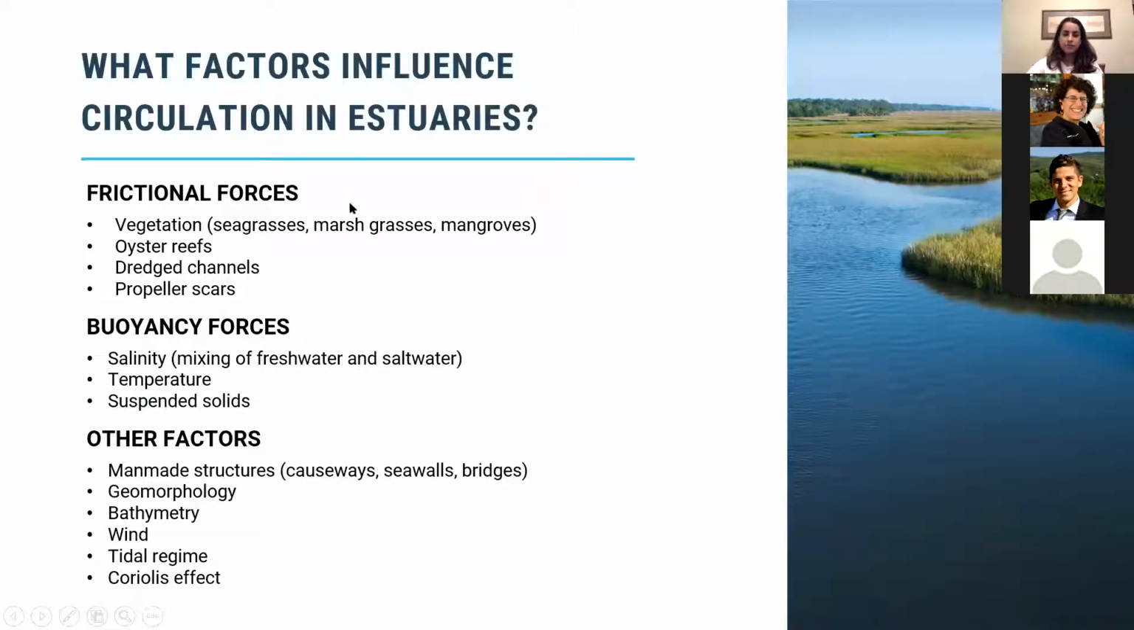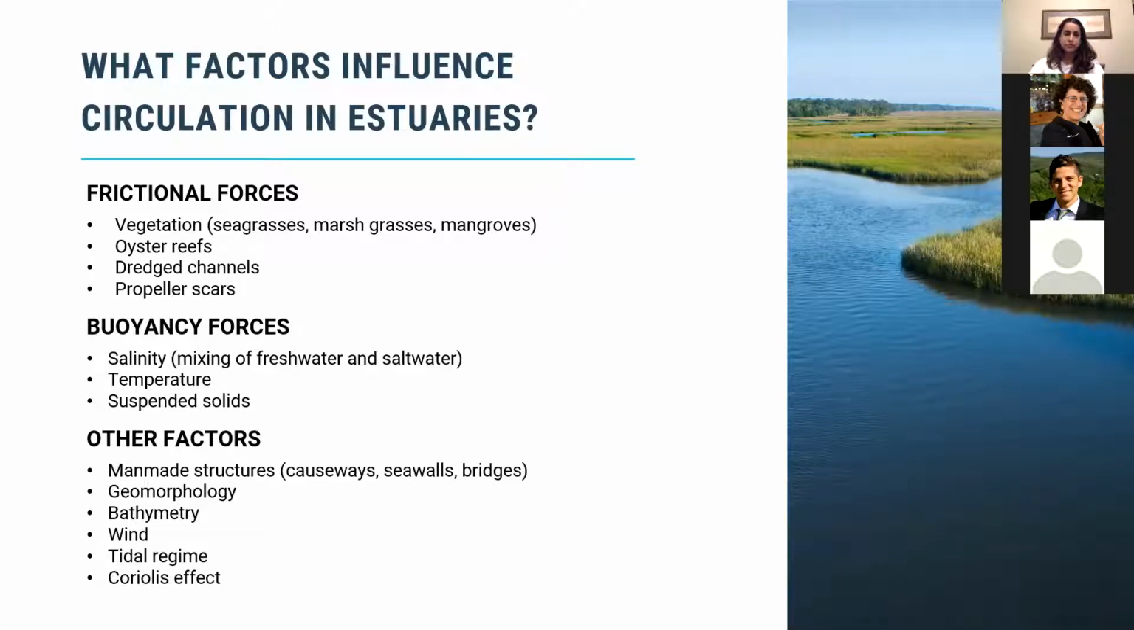Okay. So we can essentially break down the factors that influence circulation into two categories. You have your frictional forces and buoyancy forces. Frictional forces mainly would be your submerged aquatic vegetation. So your seagrasses, your marsh grasses, the mangrove roots, they all exert friction on the flow field, and that inhibits circulation within the entire bay. Oyster reefs also play a role, dredge channels, like Audrey mentioned here, and then propeller scars as well. There's lots of boats that come in and out, and they scar up the floor of the estuary, which is no good. We don't like that at all.